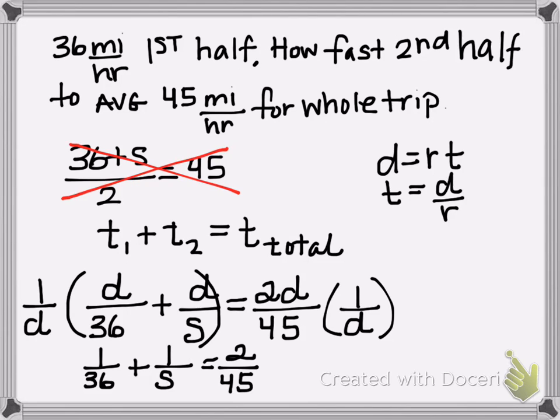So it's as easy as that to find the average speed. There is enough information, and we will get a different speed than if we had tried to use this erroneous equation.